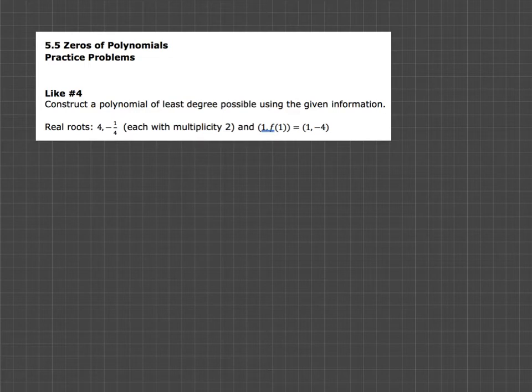We want to construct a polynomial of least degree using this given information. So we are given that we've got real roots of 4 and negative 1/4, and they both have multiplicity of 2. So let's start to construct this polynomial. We're going to have some multiplier out in front, which we call a, and then each of those real roots, which root is another word for 0, come from a factor. So 4 comes from the factor x minus 4, and it has a multiplicity of 2, so we're going to put an exponent of 2 on there.